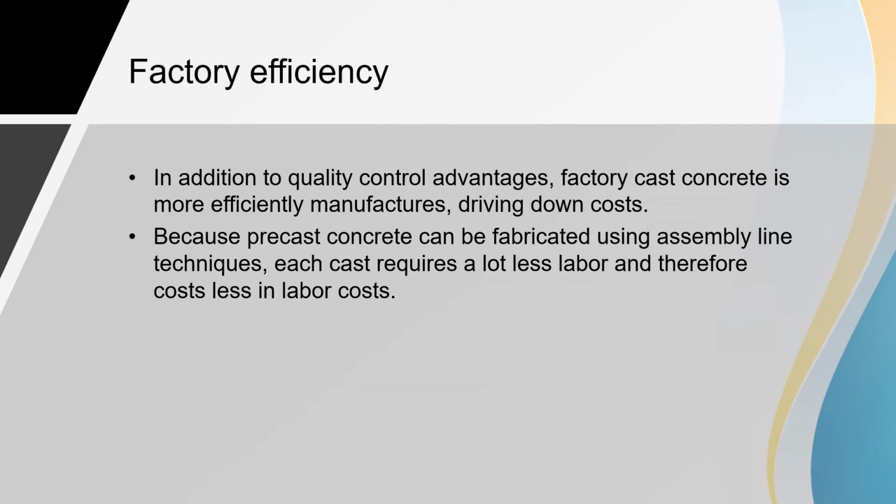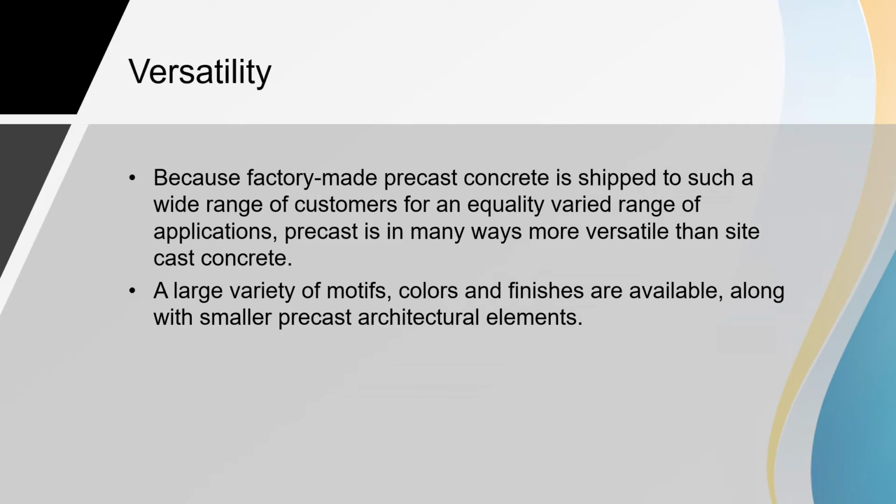Second point is factory efficiency. In addition to quality control advantages, factory-cast concrete is more efficiently manufactured, driving down costs. Because concrete can be fabricated using assembly line techniques, each cast requires a lot less labor and therefore costs less in labor costs.